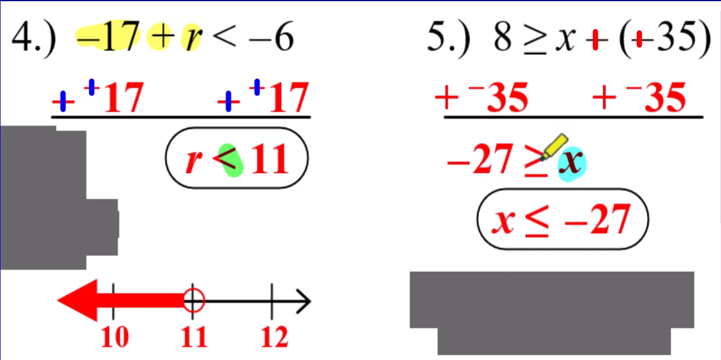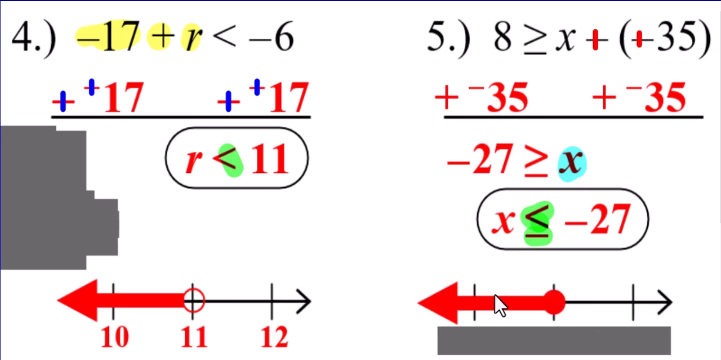When negative 27 is greater than or equal to x, it means x is less than or equal to negative 27. So you're going to shade to the left, and you're going to keep this in a closed dot, not an open circle, because it has the equal to bar.